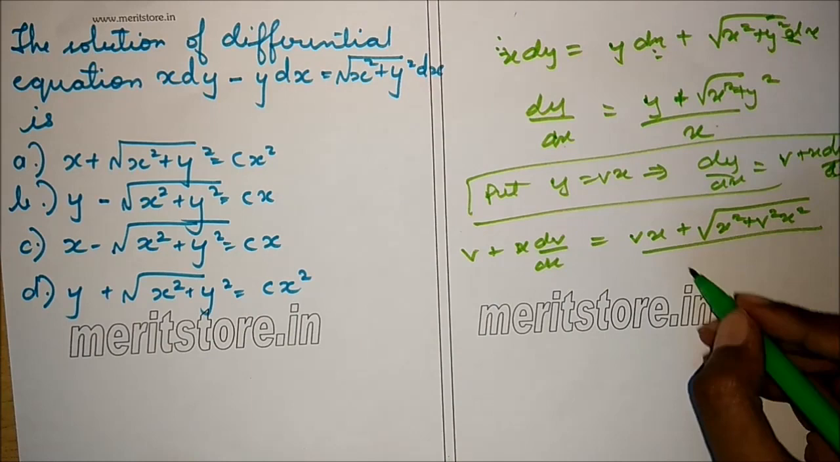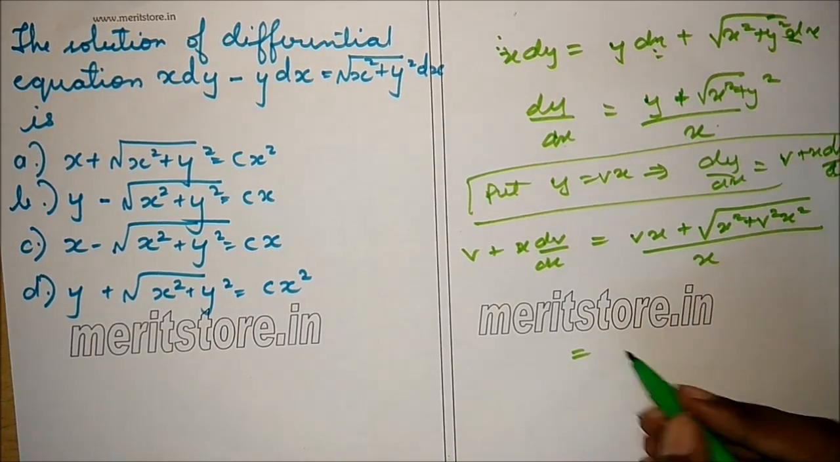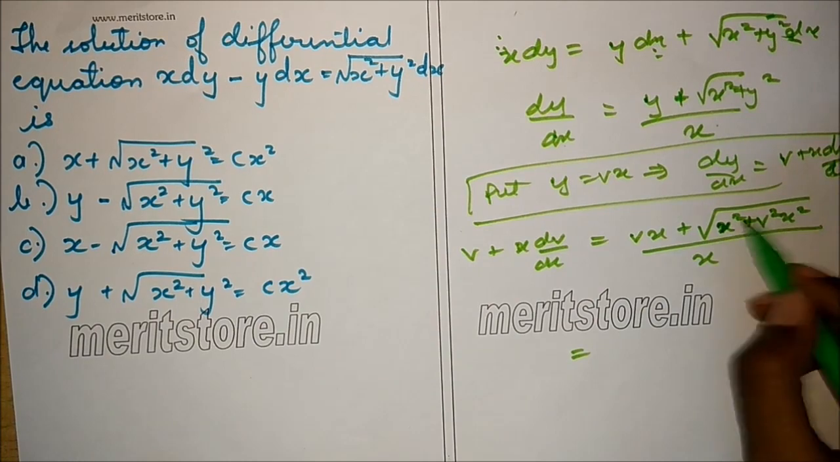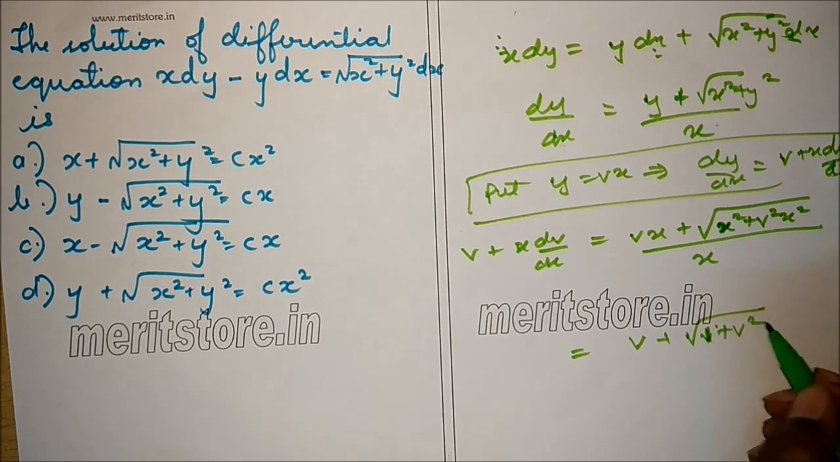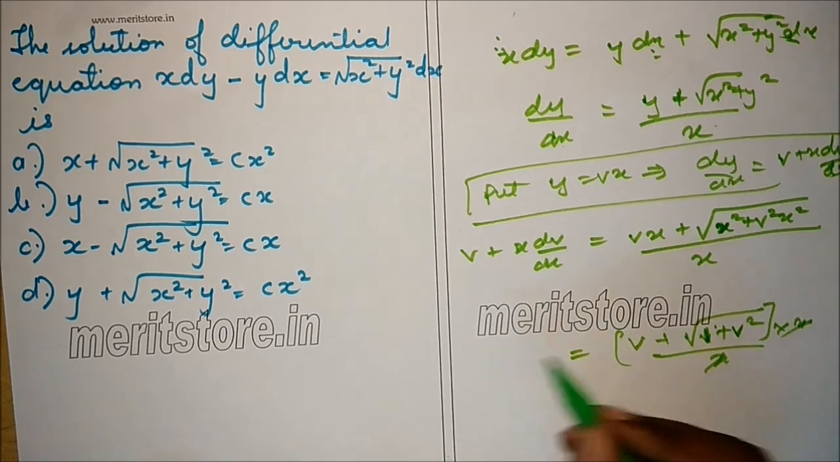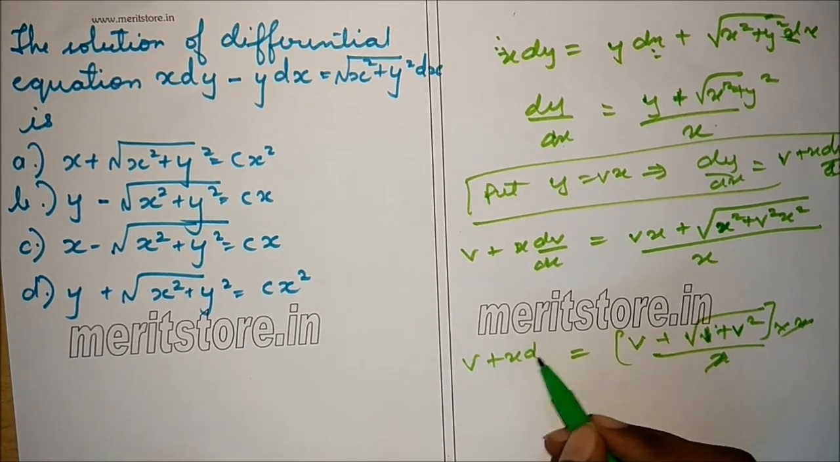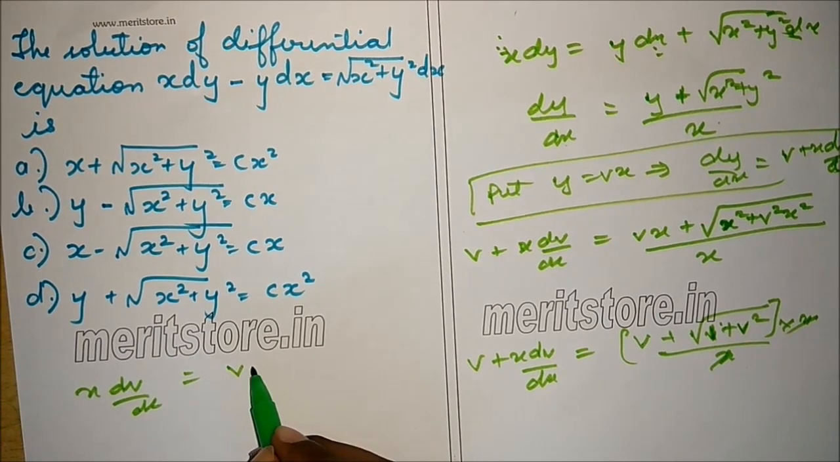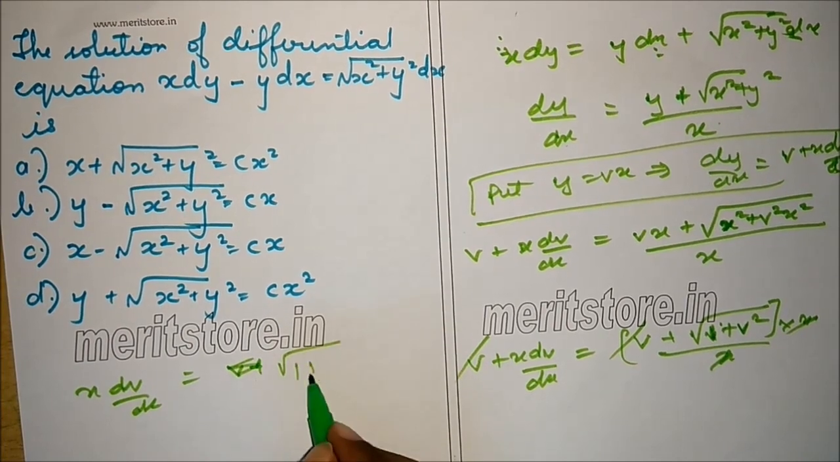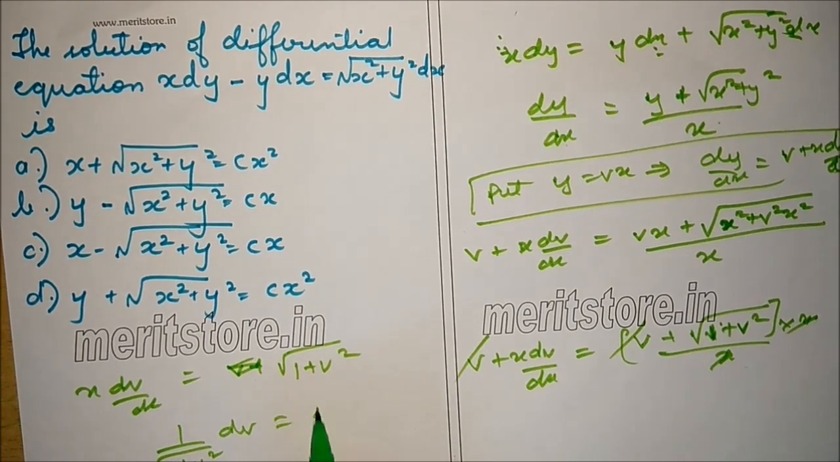square divided by x. So taking x common, also from the square root, we get v plus root of 1 plus v square into x divided by x. So x gets cancelled. Here we have v plus x dv by dx. So x dv by dx will be v plus, now v gets cancelled. So we are left with root of 1 plus v square. So 1 by root of 1 plus v square dv is equal to 1 by x dx.